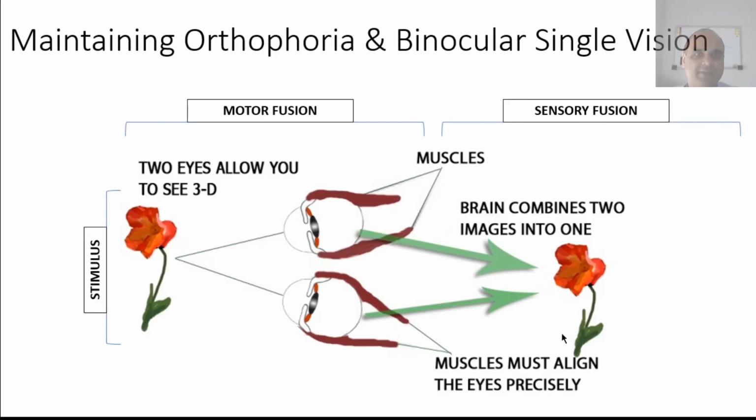And here we have sensory fusion, so that these eyes, which are looking at a rose from slightly different angles and producing a slightly different image on the retina, as we confirmed by doing the dancing thumb test at the beginning. So these slightly different images are taken by the visual cortex, and they create one image from it. So this is what binocular single vision is.